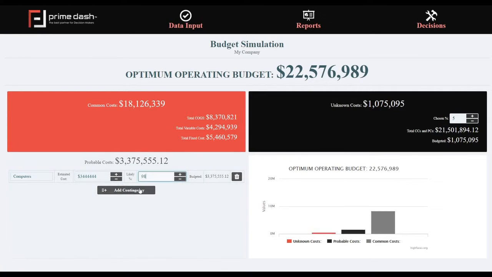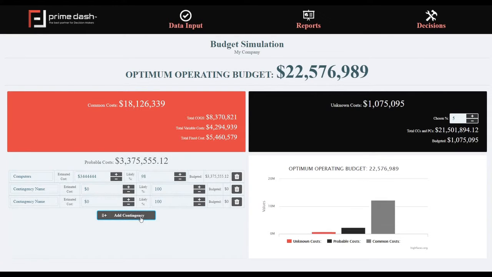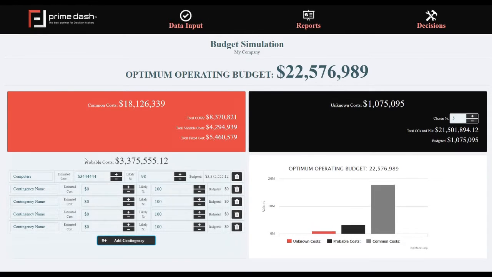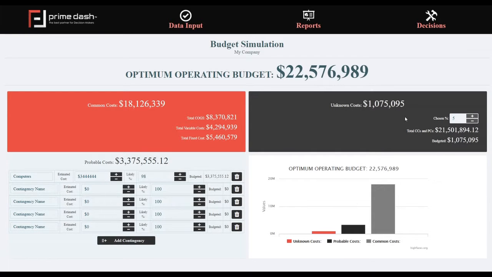You can add as many contingencies as you need to get the total amount of probable cost, which will be added to your overall budget. Unknown costs. You're also able to add an unknown factor percentage, which will simply apply a percentage from the total of your common and probable costs.